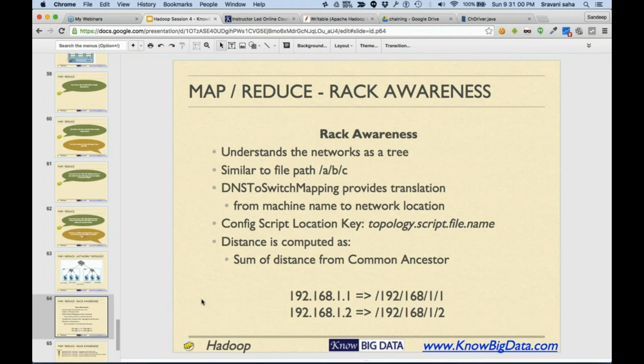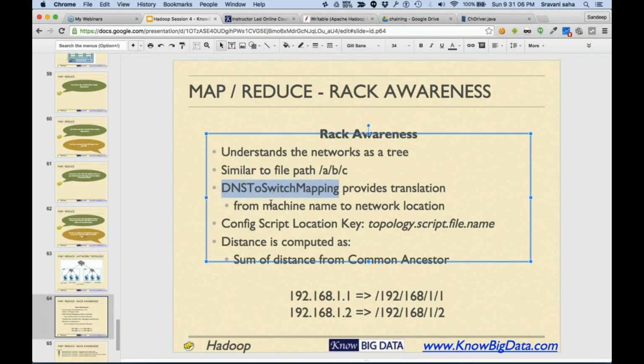There is a configuration in core Hadoop which is called DNS to switch mapping, which provides a translation from machine name to network location. The config script location is here. Okay, this is the key in which you can write your configuration script, and this configuration script could be any program. Okay, so all it has to do is convert an IP address to a name.